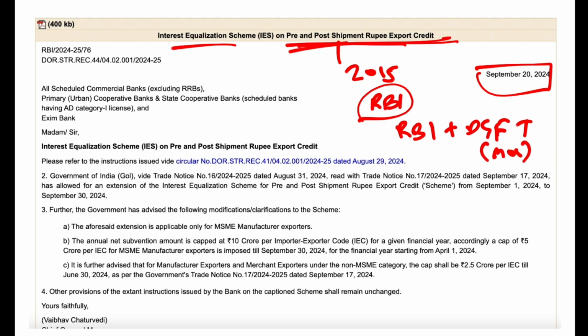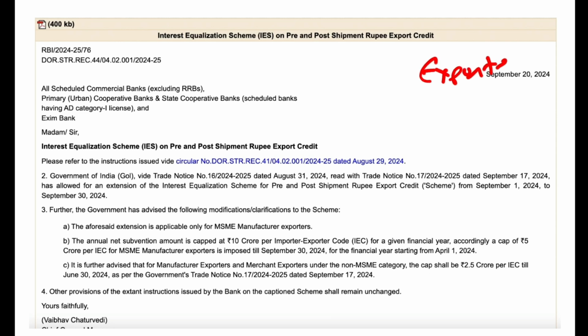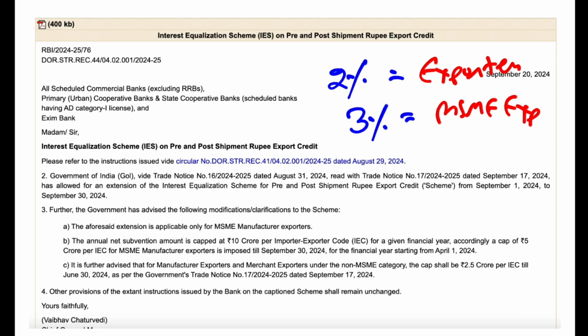And here what happens? Two types of people, the normal exporters and the MSME exporters, get cheap credit, right? If they want an export loan, a normal exporter will get 2% interest subvention and an MSME will get 3% interest subvention. And this scheme kept on increasing.